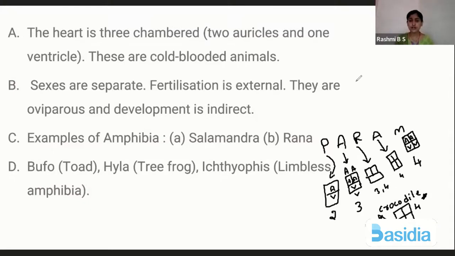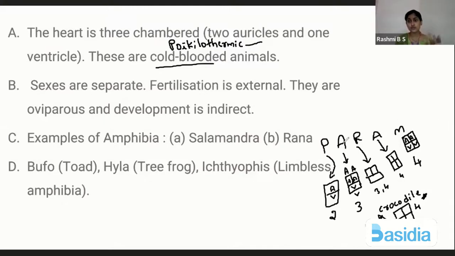Coming back to amphibians, the heart is made of three chambers where you have two auricles and one ventricle, and these animals are cold-blooded animals. Cold-blooded means poikilothermic, another name for cold-blooded. That means they change their body temperature according to the external environment, right? Best example, fishes. Fishes are poikilothermic. Amphibians are also poikilothermic.